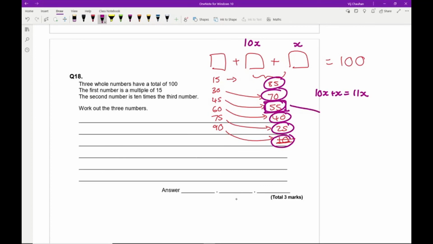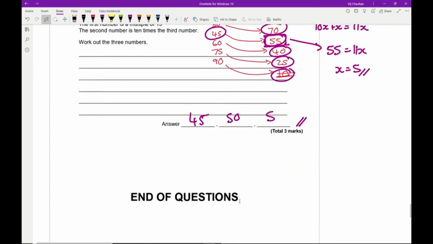So from this we are looking at 2 numbers that multiply together give you 55. Well, if 55 equals 11x, then x is going to equal 5. So if the third number is 5, the second number here is going to be 50, and the first number is going to be 45, meaning that my 3 numbers are going to be 45, 50 and 5. And there we go. And that is it.